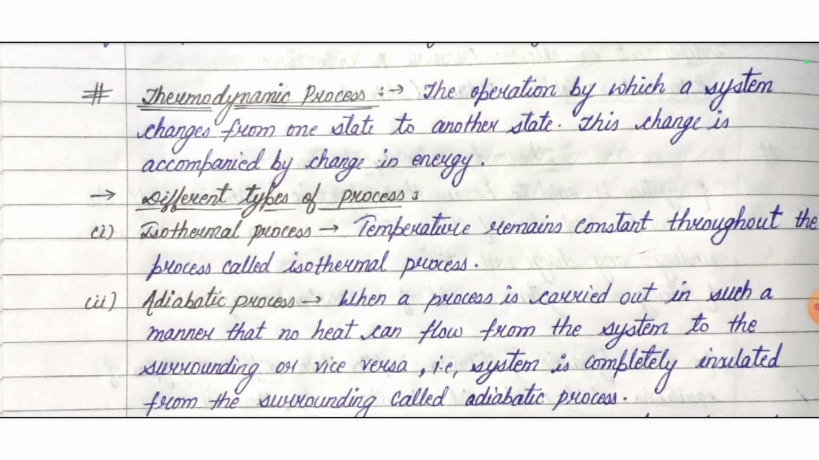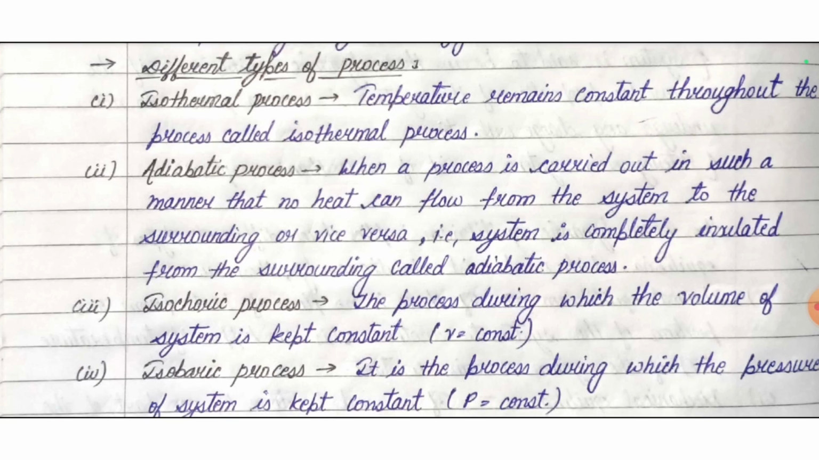Thermodynamic process. The operation by which a system changes from one state to another state. This change is accompanied by change in energy. Different types of process. 1. Isothermal process: temperature remains constant throughout the process, called an isothermal process.